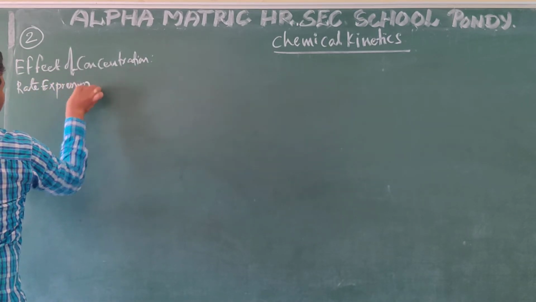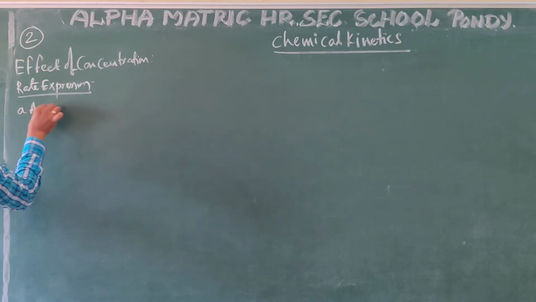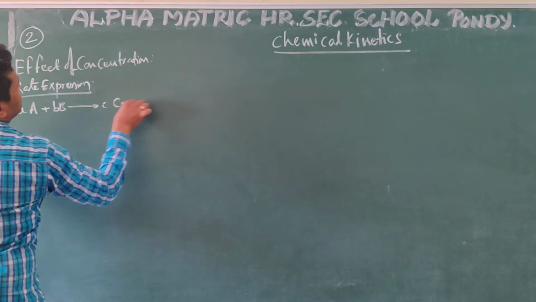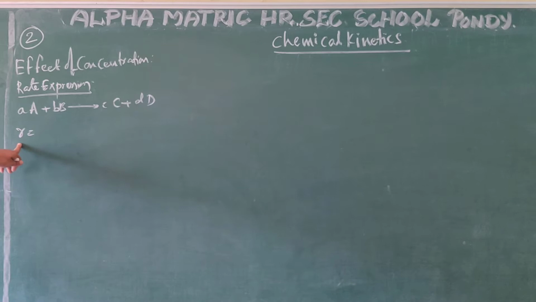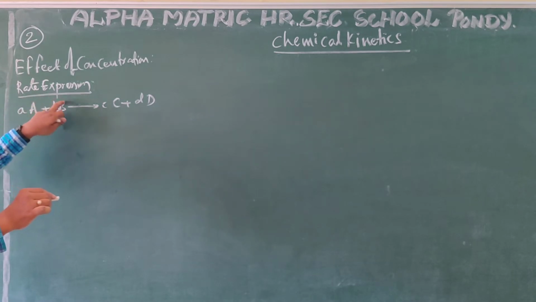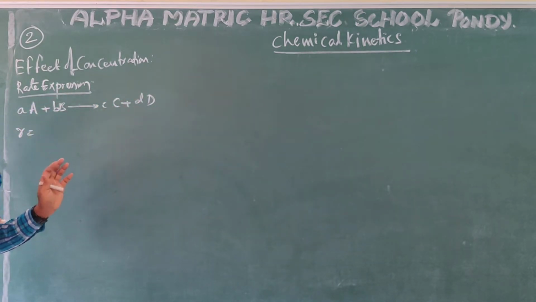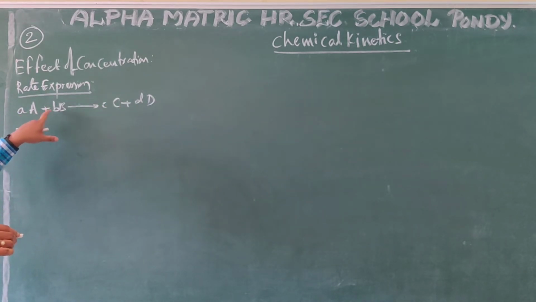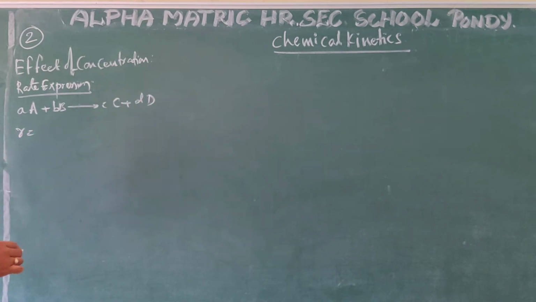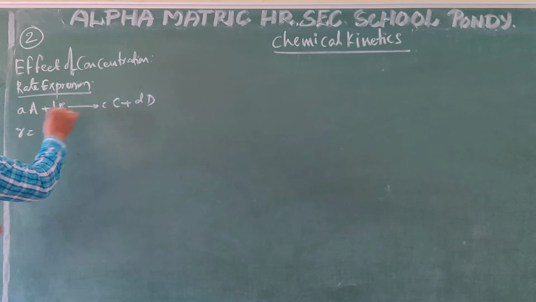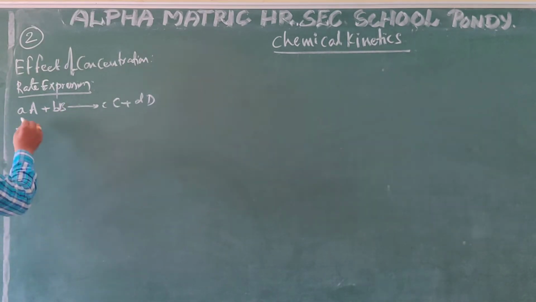For any reaction, rate expression means I will take aA plus bB gives cC plus dD. For this reaction, the rate expression discusses the expression of rate in each and every term in the reaction, each and every reactant and each and every product. It is a moles of A reacting with b moles of B, forming c moles of C and d moles of D. So to standardize the reaction rate, it is discussed with a single mole.